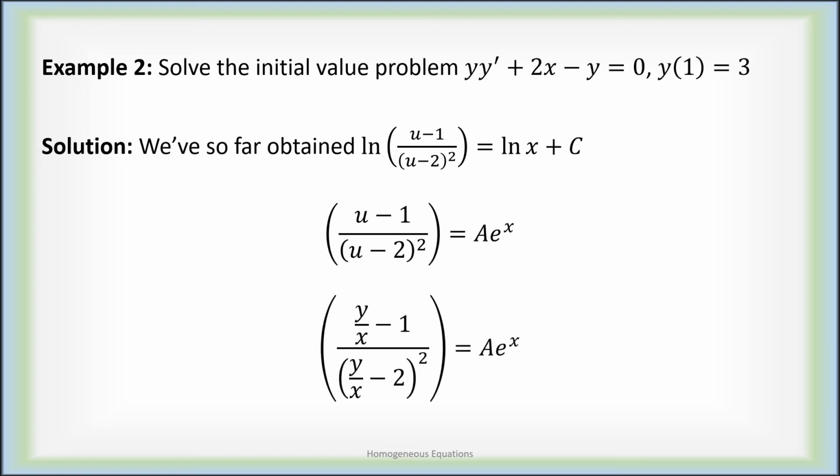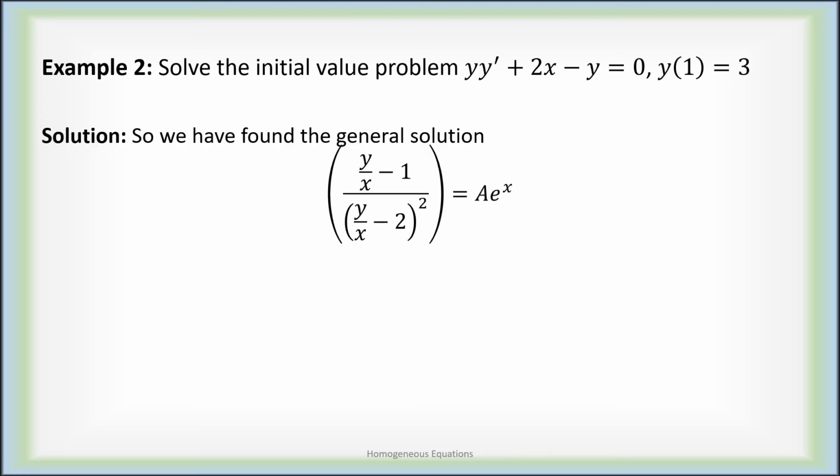Now I replace my original variables, y over x, in place of u. So the general solution is given by this nasty expression right here. This does simplify a good amount to just (xy minus x squared) over (y minus 2x squared) is a times e to the x.